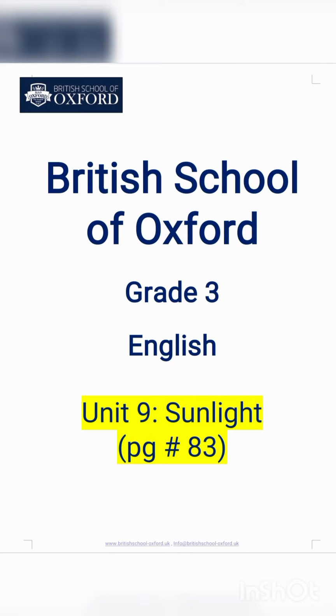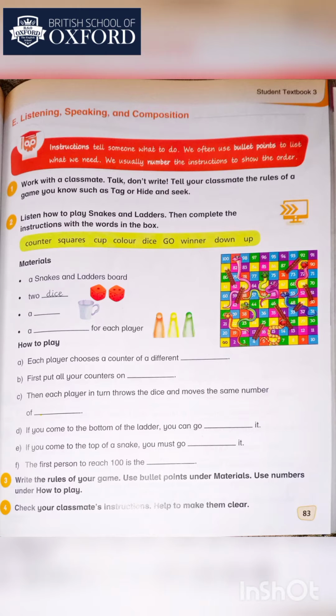Page 83. Unit 9, E2. Listen how to play snakes and ladders. Then, complete the instructions in the textbook using the words in the box.